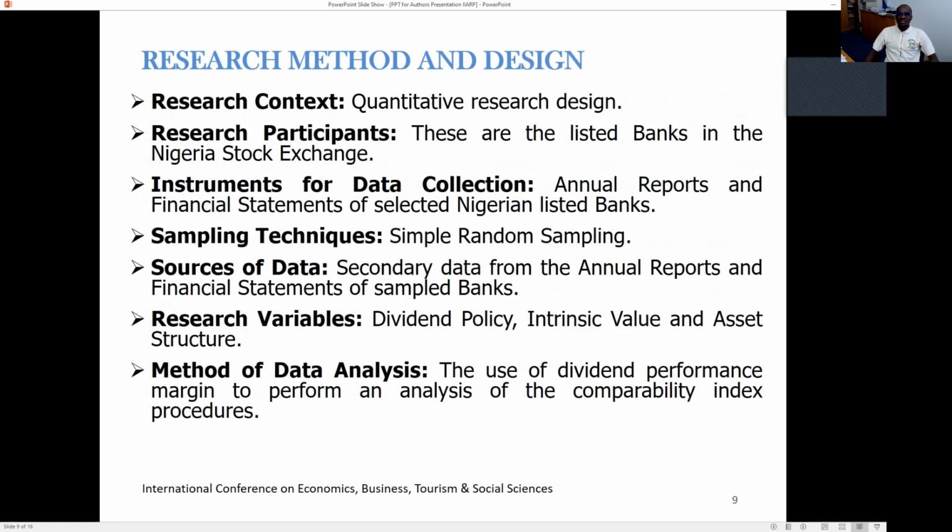Sampling technique: a simple random sample. Source of data: secondary data from the annual reports and financial statements of sample banks. Research variables: dividend policy, intrinsic value and asset structure. Method of data analysis: the use of dividend performance measuring to perform an analysis of the comparability index between dividend policy, intrinsic value, and asset structure.